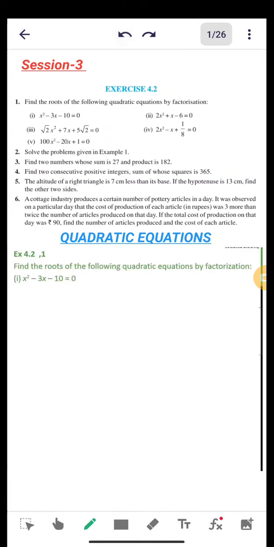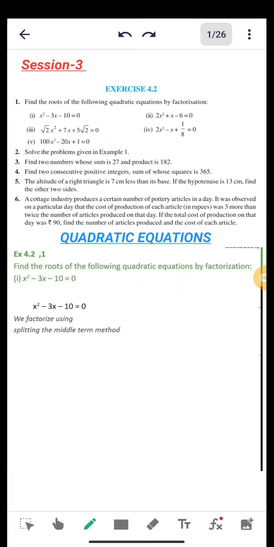Find the roots of the following quadratic equations by factorization. So the quadratic equation given to us is x square minus 3x minus 10. So we will factorize this by splitting the middle term. So what is the middle term in this? The middle term here is minus 3. And the product of first and last term.